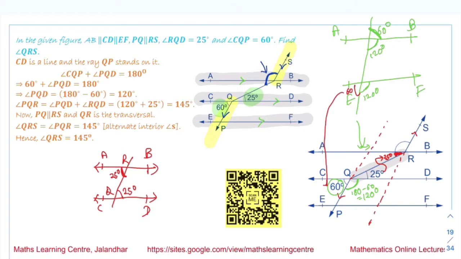We have extended this line. This line I am talking about is the transversal T. So this angle is 120, so this angle is also 120 degrees, and corresponding to this angle is 60 degrees. Now what we are left to find is this angle.